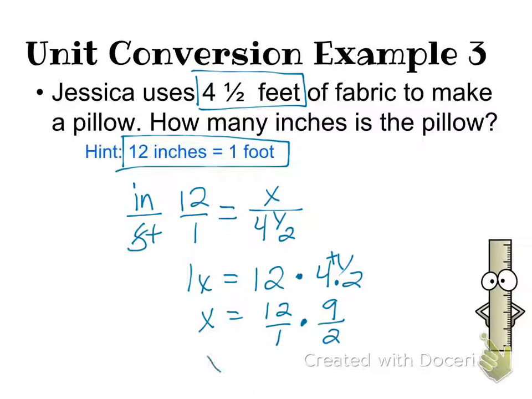Then we multiply straight across. X equals, anybody know what 12 times 9 is? 108. Good, 108 over 2. 1 times 2 is 2. Then we just need to divide 2 into 108. We get x equals 54. And it's 54 what? Inches. You see it? Because it's next to inches. That's how we know. 54 inches.